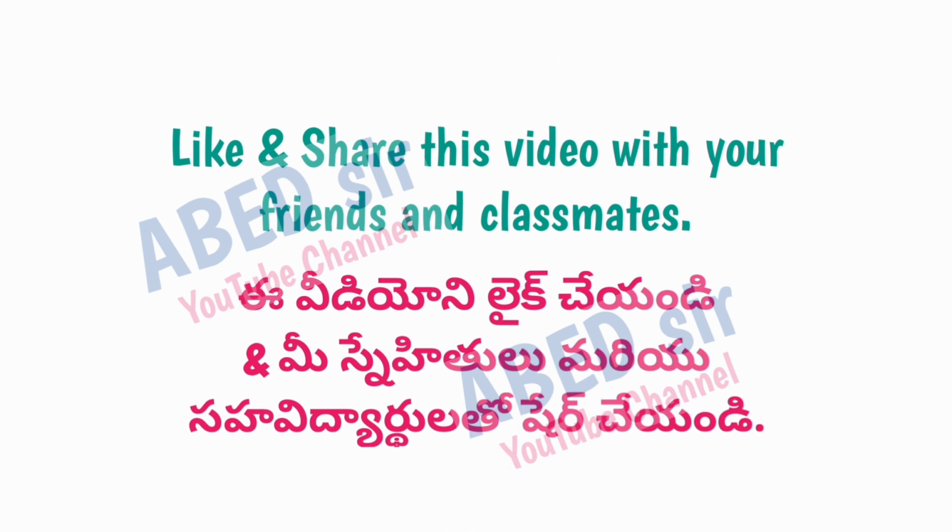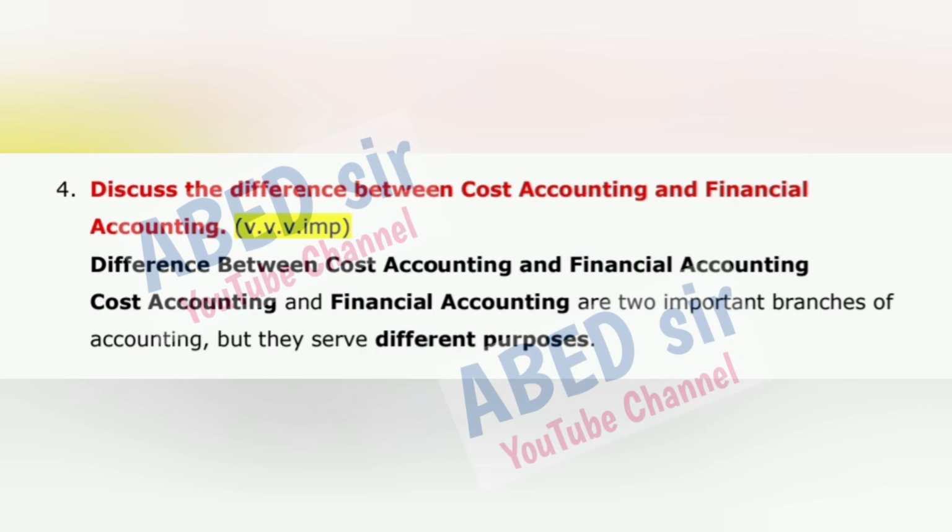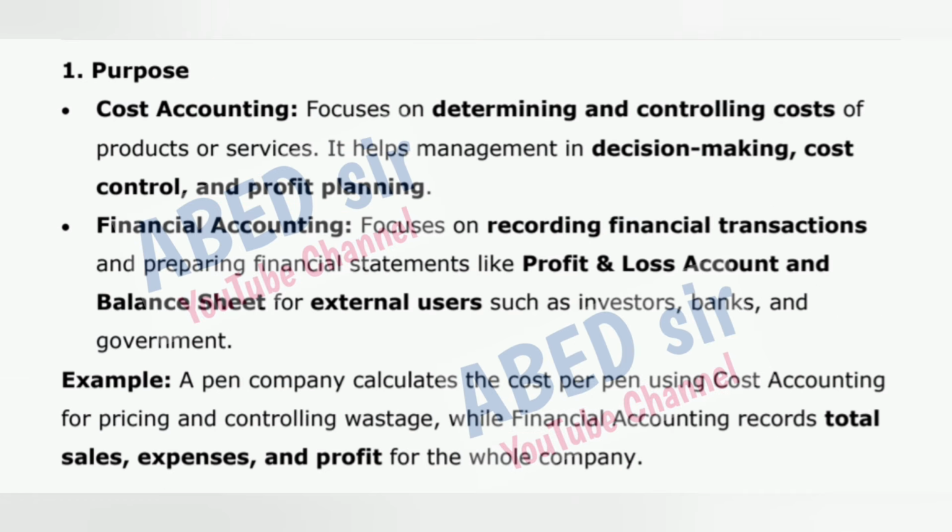Next important long question is: 4. Discuss the difference between cost accounting and financial accounting. Cost accounting and financial accounting are two important branches of accounting, but they serve different purposes. 1. Purpose. Cost accounting focuses on determining and controlling costs of products or services. It helps management in decision-making, cost control, and profit planning.